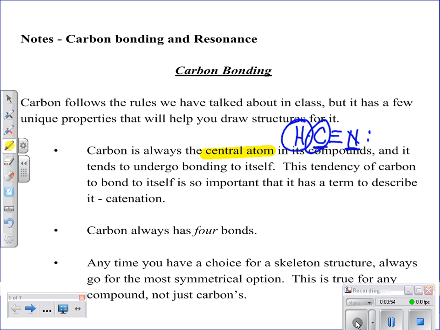It also tends to undergo bonding to itself, and that's a term known as catenation. And like we said, it's always that central atom. It bonds to itself. It can form these chains. So it's going to get 4 bonds to it. It's not going to have lone pairs attached to it. And then this last little tidbit is nothing new. Just always make your most symmetrical option available.